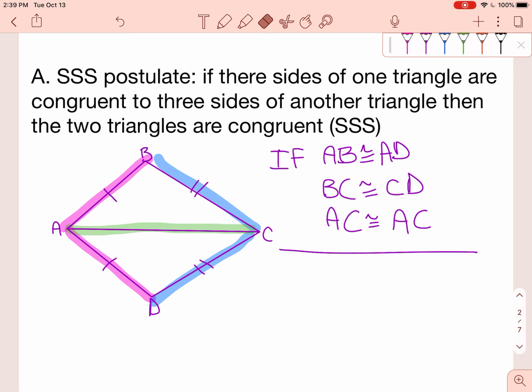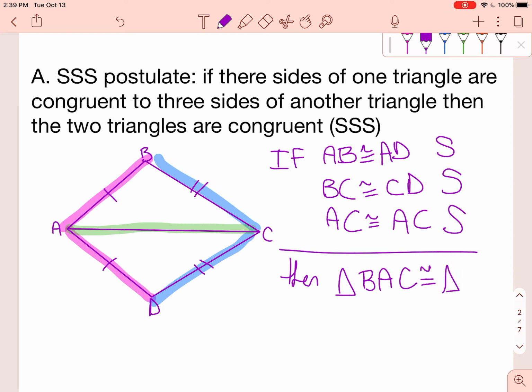So because we have this side, and this side, and this side, we can say then triangle BAC is congruent to triangle. Now again, go back and think about this. I started at B. B is between the pink and the blue side, so I have to start at D. Then I went to A down the pink side, so I'm going to have to go A down the pink side.